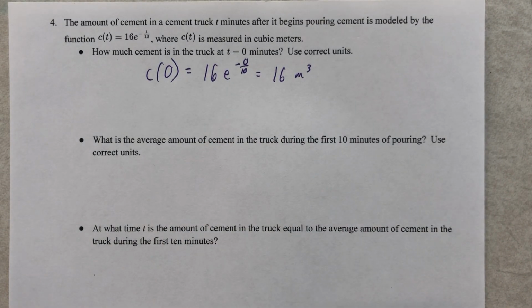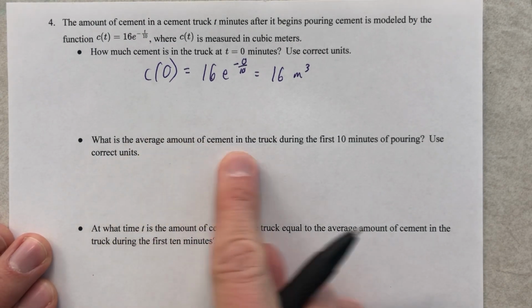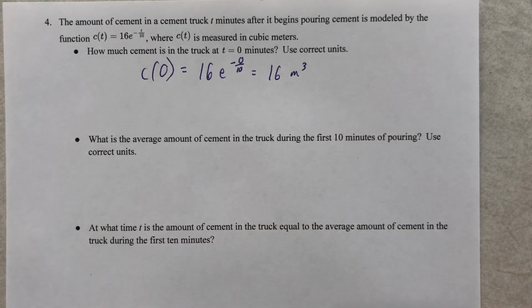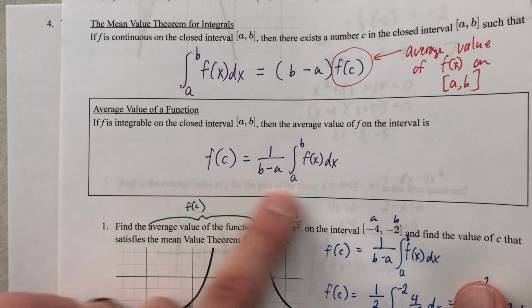Okay, what is the average amount of cement? Whoa, average amount of cement. We read the word average sometimes and think, oh, I need to add a bunch of stuff up and divide. This is a special formula. You also might think of average rate of change, like slope on an interval. No. How much cement? Like the average amount of cement in the truck during the first 10 minutes. So we go back to this idea of the average value of a function.